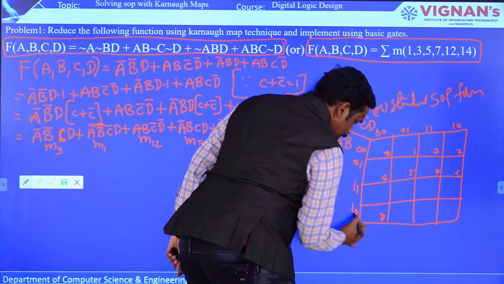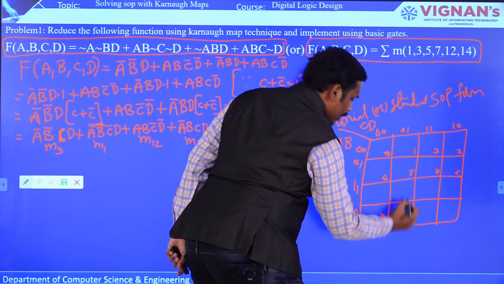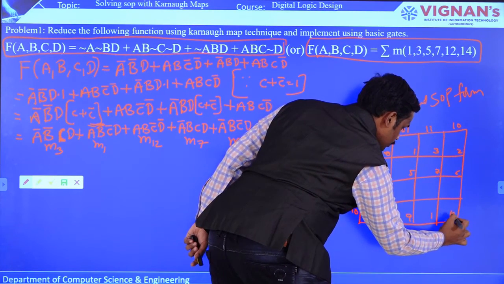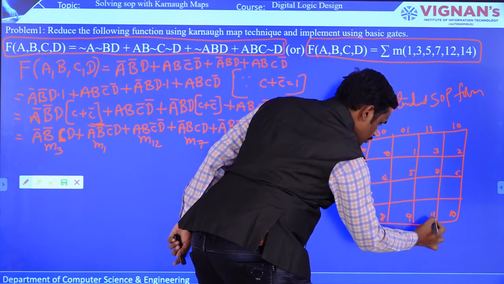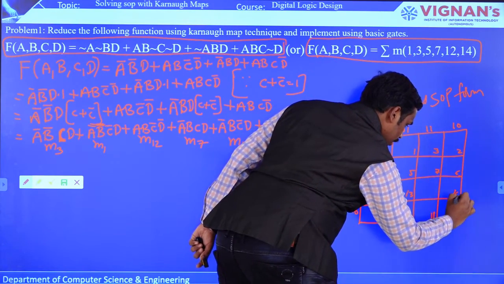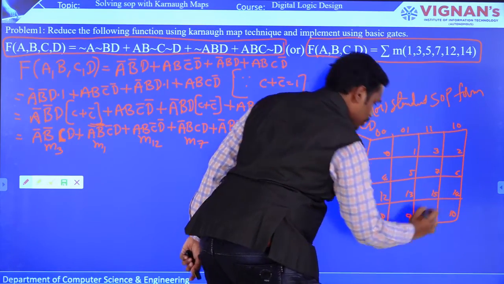So 8, and then you can see 1 0 0 1, which is 9, and then 10, and then 11, and then 12, and then 13, and then 14, and then here 15. So the positions are ready.